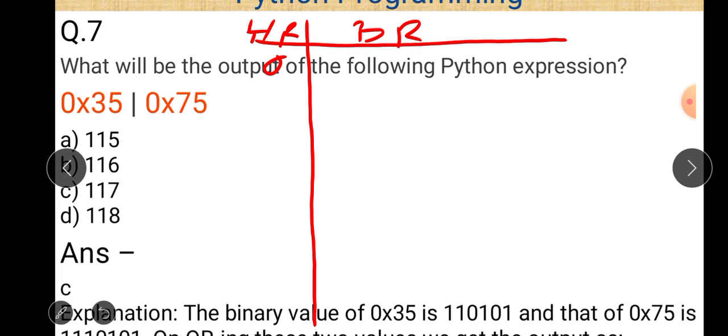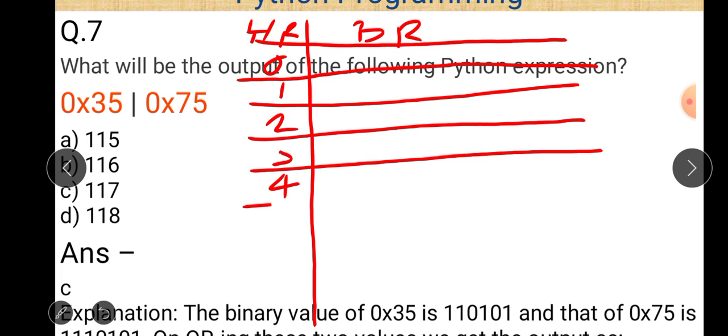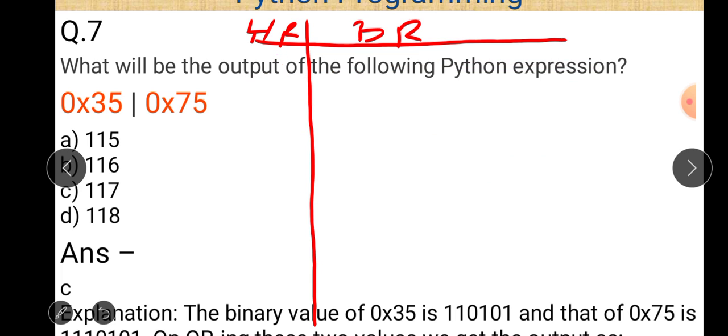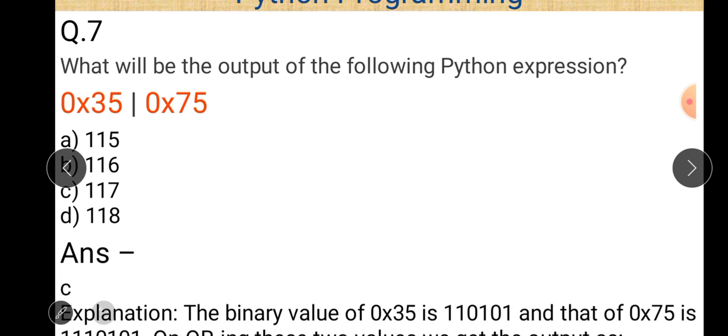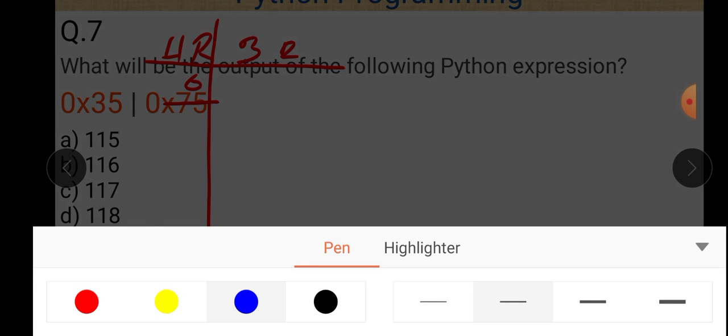In hexadecimal representation there are a total of 16 digits. It starts from 0. First is 0, then 1, then 2, 3, 4, 5. Wait a minute, I think there is not sufficient space here, so I will make the table here. HR means hexadecimal representation and BR means binary representation. I'll also change the color of the pen.